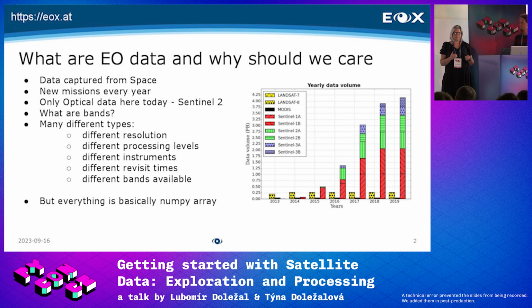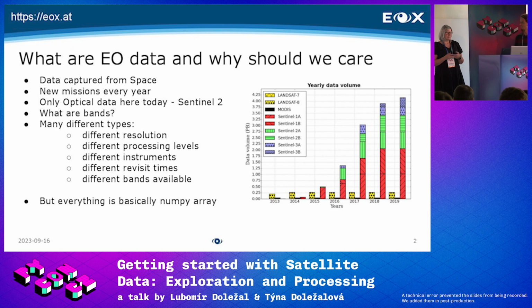There are also different processing levels, which we will talk about later. There are different instruments, meaning different sensors and different types of data. Also importantly, there are different revisit times. Revisit time is how often a single place on Earth is captured by the satellite. It can be 2 days, it can be 1 week, and this frequency can really affect our workflows and what data we actually choose for our analysis.